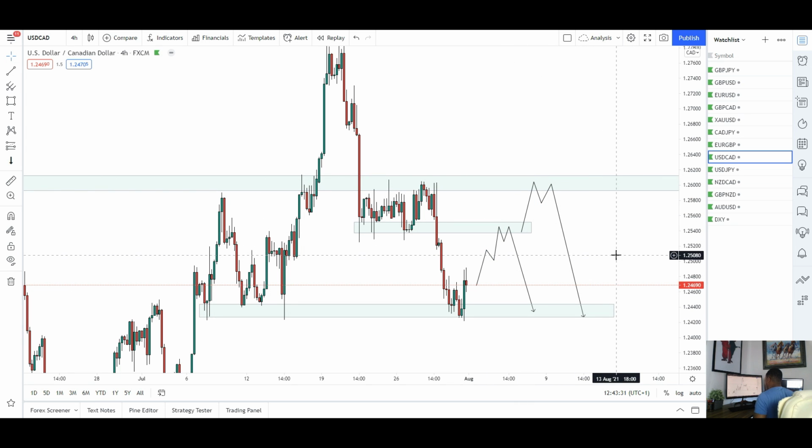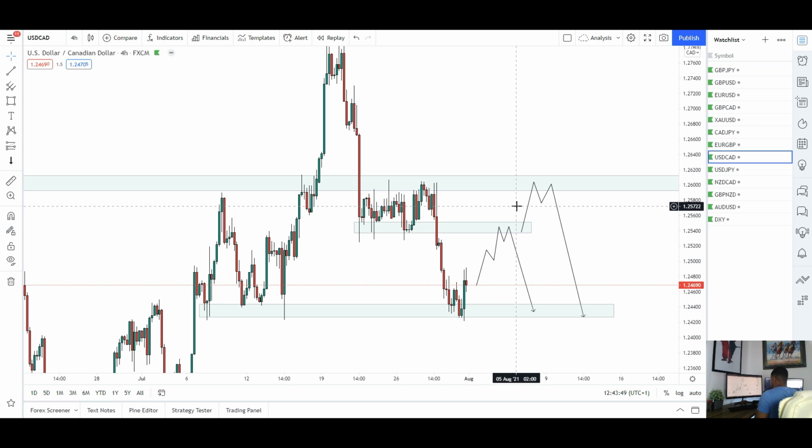So overall, the only buying opportunity we could look for is to take USD CAD back to the upside from this support. Again, don't want to hold on to USD CAD buys for too long, because the momentum on the weekly, momentum on the daily is pretty much to the downside as well. So trading up against momentum is not always the best idea.